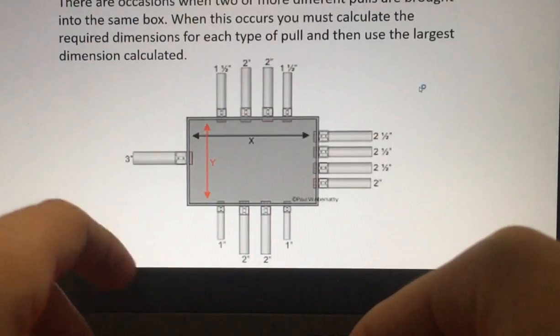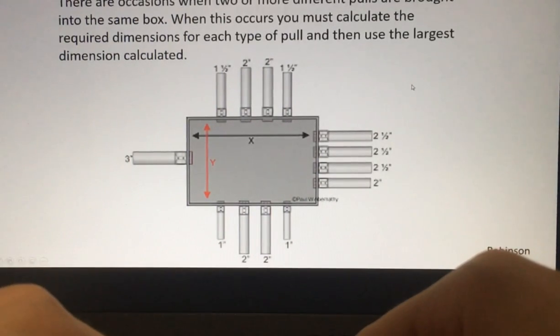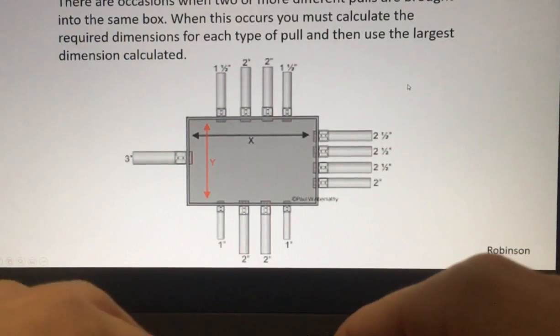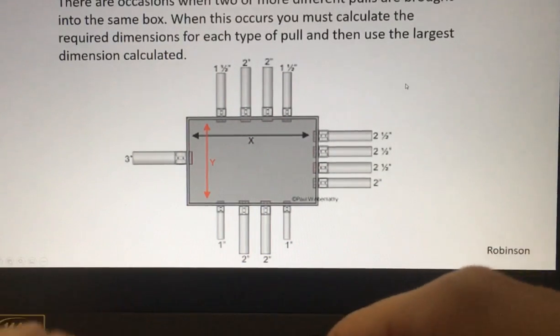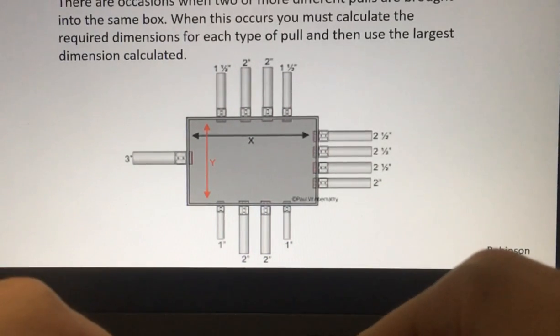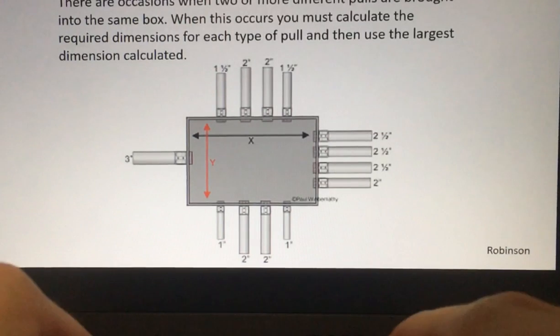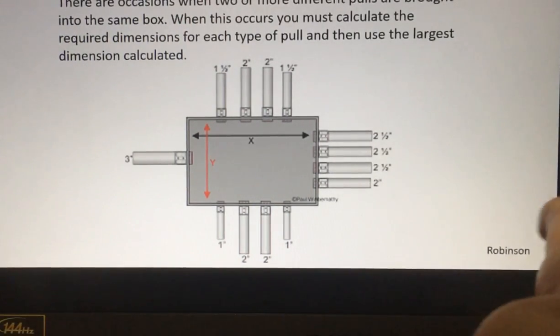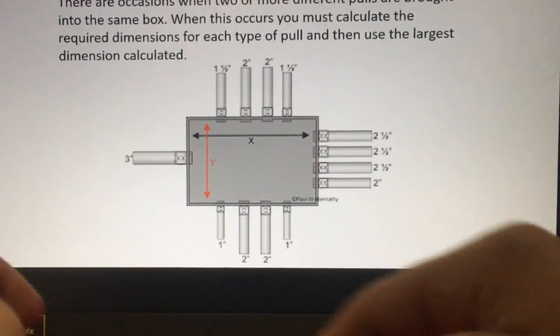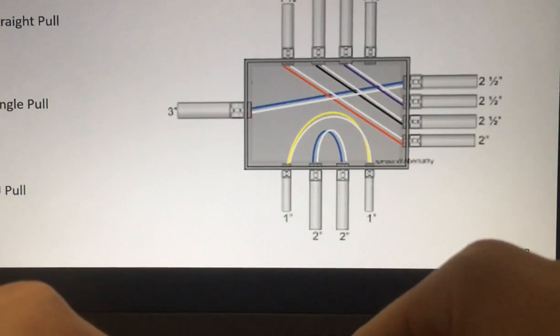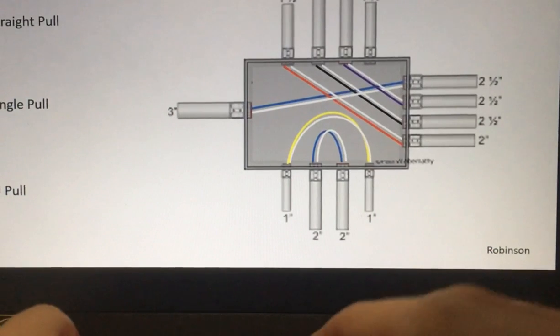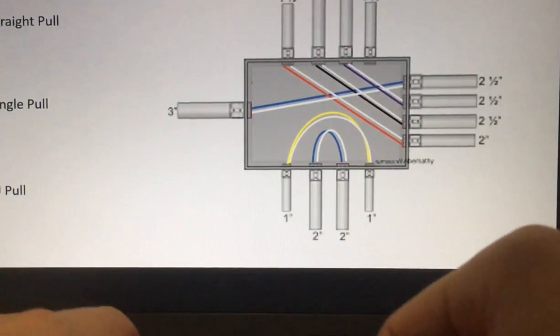So here's the combination pull. When there are more than one type of pull brought into the same box, you must calculate the required dimensions for each type. Then you would use the largest dimension for that. So there you go. Calculate your straight pull, your angle pull, and your U pull.